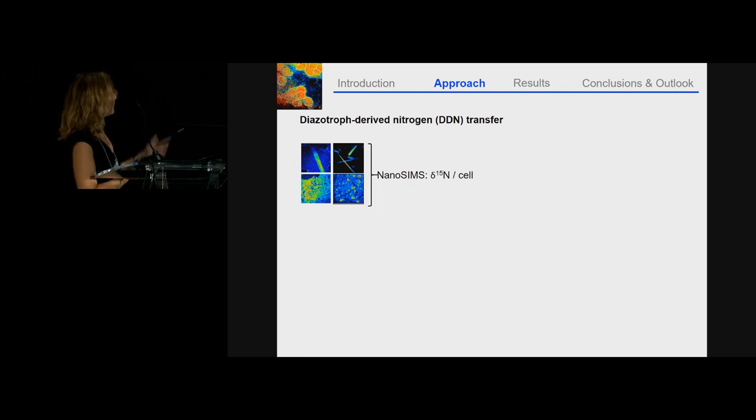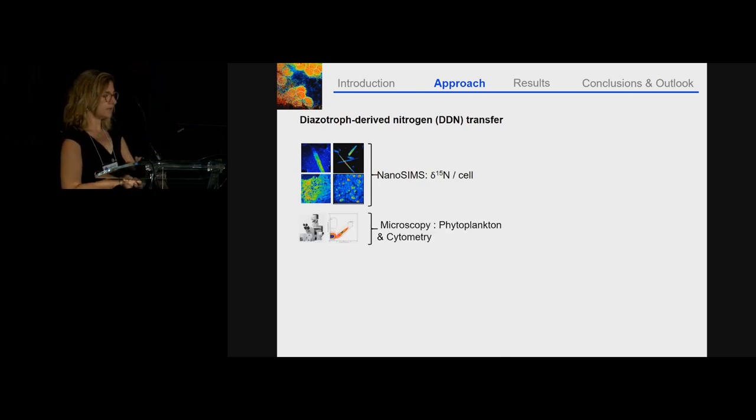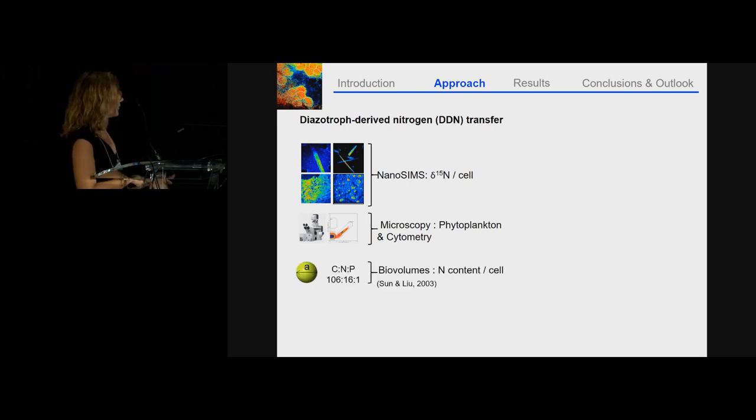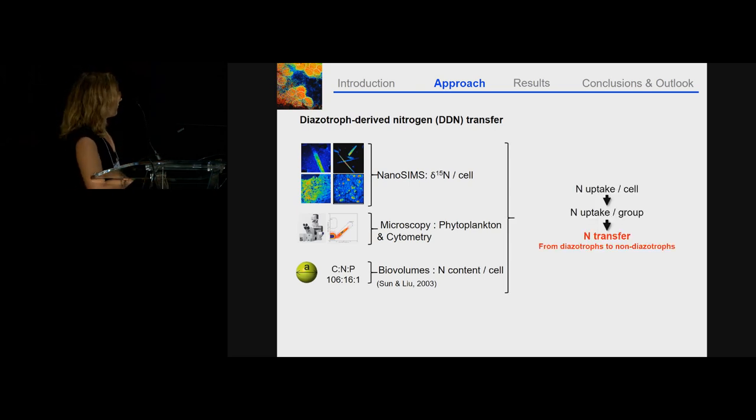There's a whole process there to measure how much of this diazotroph-derived nitrogen is transferred to somebody else. So first, we have the enrichment per given cell. Then we count how many cells of each group we have, either using microscopy or flow cytometry, depending on their size. And then we convert their biovolume to nitrogen content by using conversion factors. So altogether, this allows us to upscale the nitrogen uptake per cell to nitrogen uptake by group of cells, and finally to estimate the transfer, so how much nitrogen that is fixed by diazotrophs is transferred to other groups.